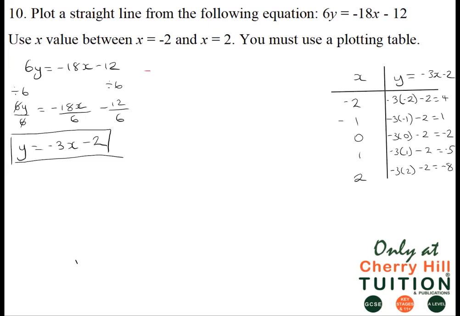Okay, so let's write down these coordinates. We have minus 2 and 4. We have minus 1 and 1. We have 0 and minus 2. We have 1 and minus 5. And we have 2 and minus 8. Okay, and now we just need to plot these on our graphs.